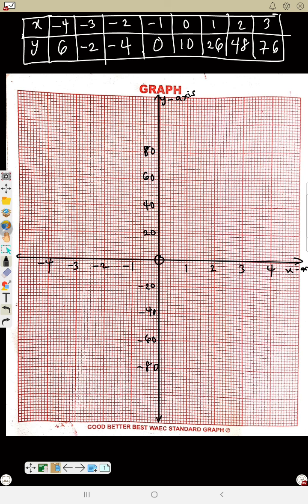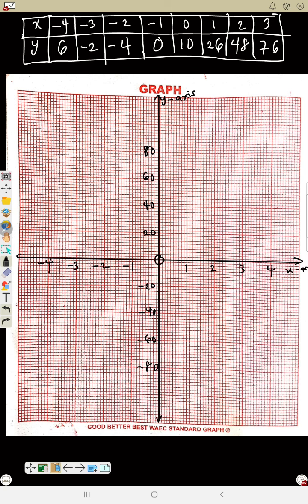Now let's start plotting. In this graph, I have 10 small boxes to make up 2 centimeters. So if I say 20 divided by 10 boxes, that will be 2. That means each box here is 2 units. Likewise, for the x axis it is 1/10, so it's 0.1. Now let's start plotting. We will learn this more when I do graphs separately, but here we are solving it together.